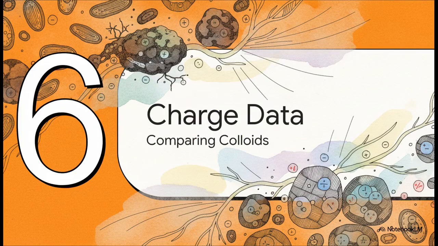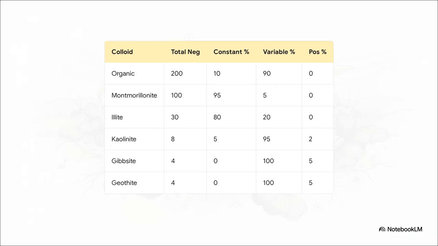Finally, Section 6, Comparing colloid charge data. And this brilliantly illustrates everything we've been talking about. Look at the stark contrasts here. Montmorillonite, total negative charge of 100, and 95% of that is constant. It's locked in permanently by that isomorphous substitution. Now look at organic matter at the top.